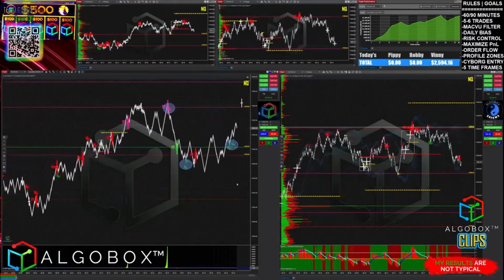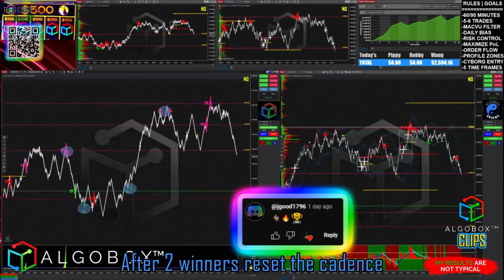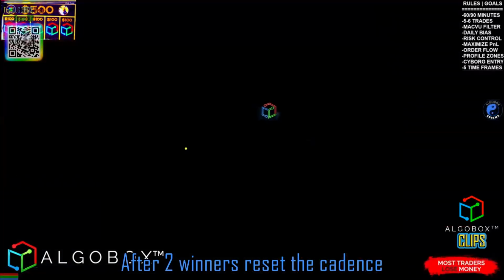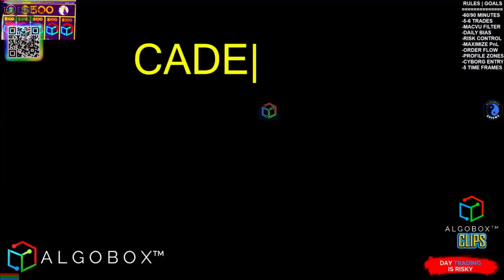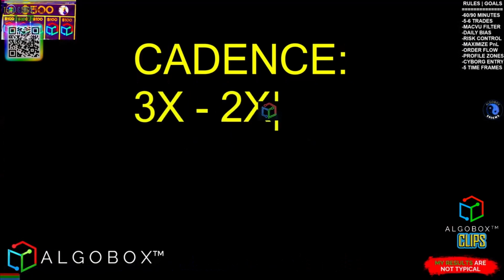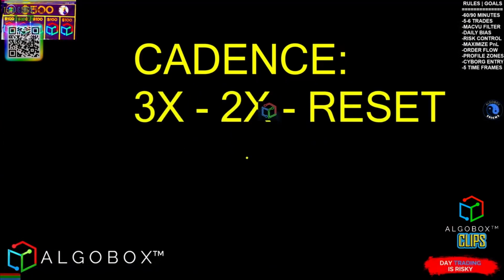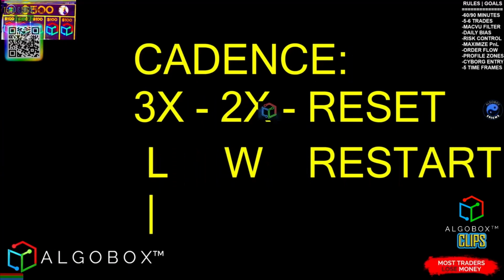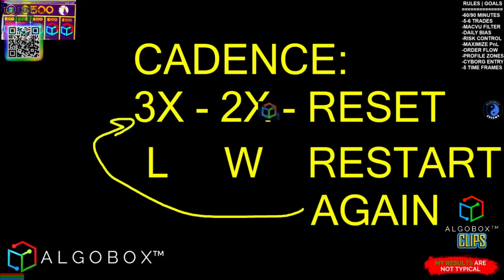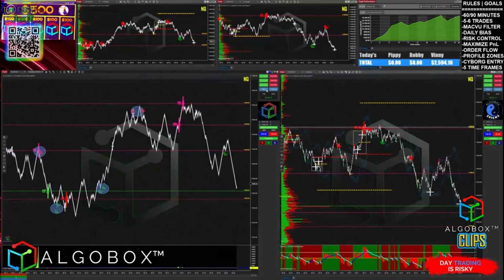And you can do something as simple as 2 winners. After 2 winners, reset the cadence. All right, so if you're taking your notes, you want 3 losers, 2 winners, then restart again. Wait for 3 losers, take 2 winners, and this is called stacking. Write it down, stacking. Stacking cash.